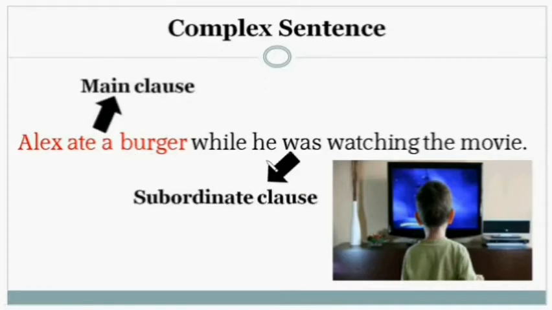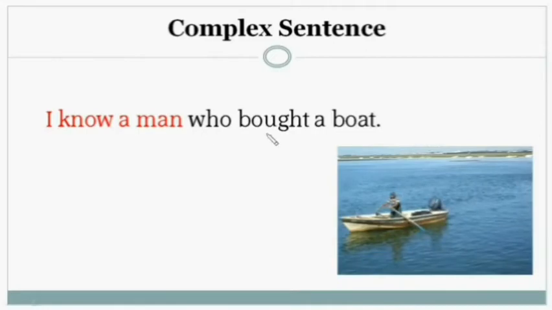और while he was watching the movie. ये वाला clause main clause के ऊपर dependent है. So ये subordinate clause है. और हम इस तरह के सेंटेंस को कहते हैं कॉम्प्लेक्स सेंटेंस. सो कॉम्प्लेक्स सेंटेंस में एक मेन क्लॉज होता है और एक सबऑर्डिनेट क्लॉज होता है जो मेन क्लॉज के ऊपर डिपेंडेंट होता है. आई नो ए मैन हु बॉट ए बोट.